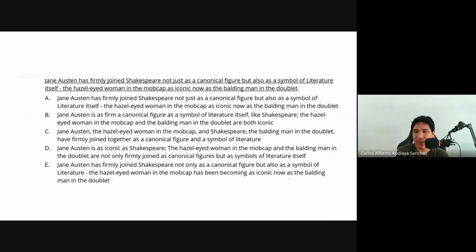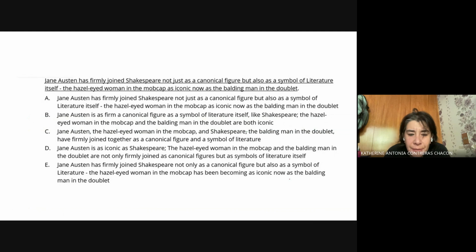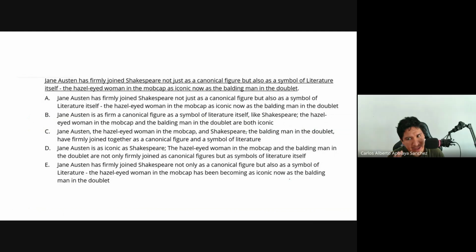This is the first minute. Then we have: Jane Austen is affirmed a canonical figure. She is supposed to be another symbol of literature itself. She is a canonical symbol. Let's go little by little.